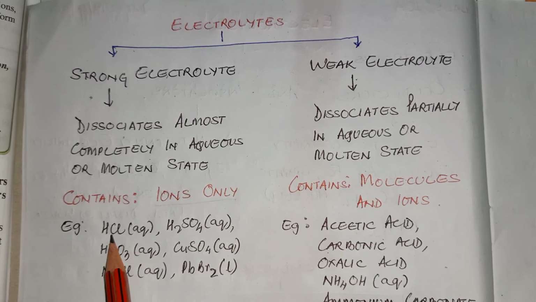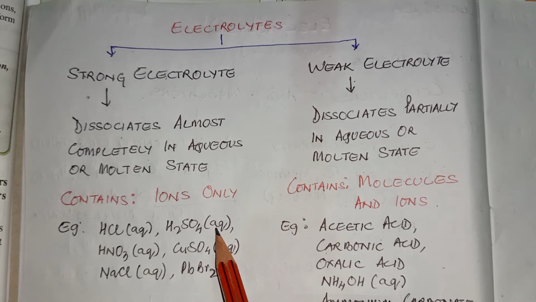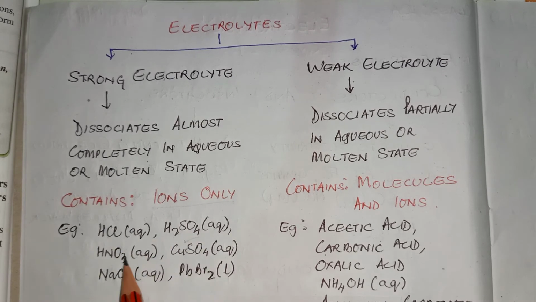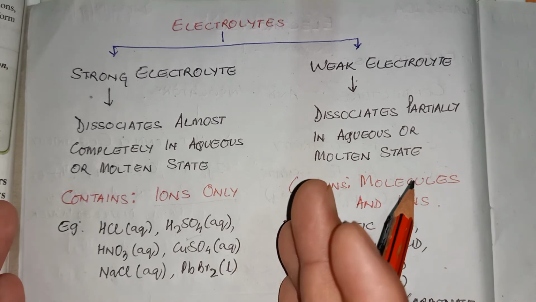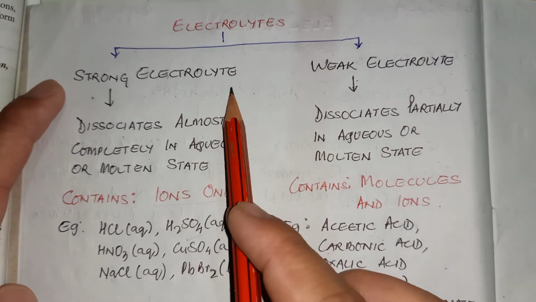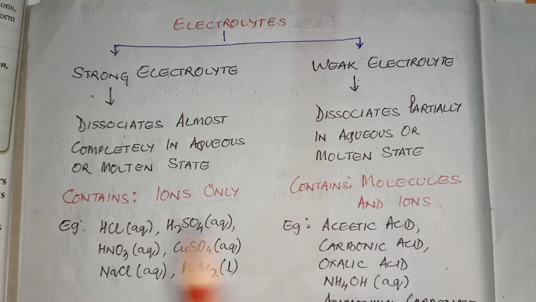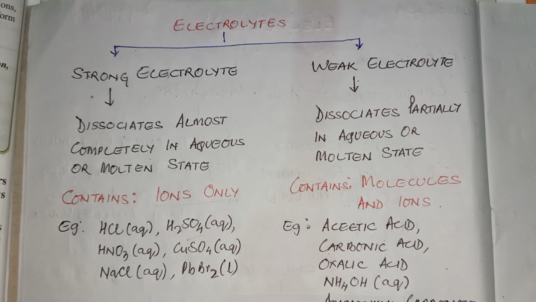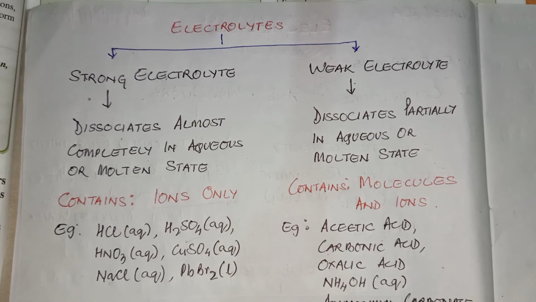For example, aqueous hydrochloric acid, but they all have to be in their aqueous or molten state. So aqueous sulfuric acid, aqueous nitric acid, aqueous copper sulfate, this is a salt and these are acids, aqueous sodium chloride, molten lead bromide. These are some of the examples of strong electrolytes. And why are they strong electrolytes? Because they dissociate completely and therefore contain ions only in their aqueous or molten state. Thereby they conduct a large amount of electricity through them.